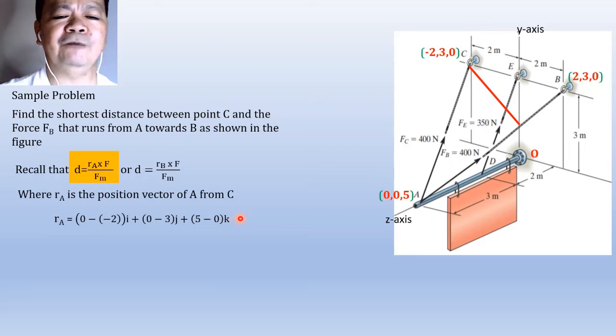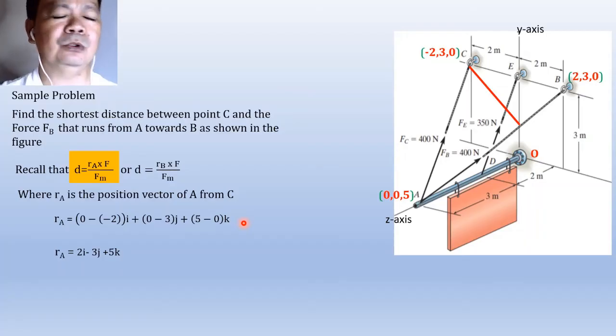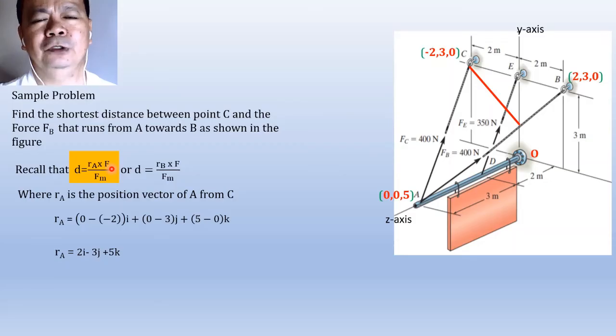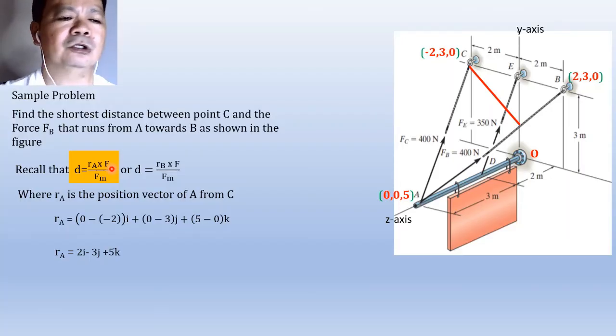So when we simplify, this becomes now the position vector of A from C, and that is equal to 2i minus 3j plus 5k. So after solving for the position vector, we now move to the determination, or the expression, of F as a Cartesian vector. So how are we going to do it?